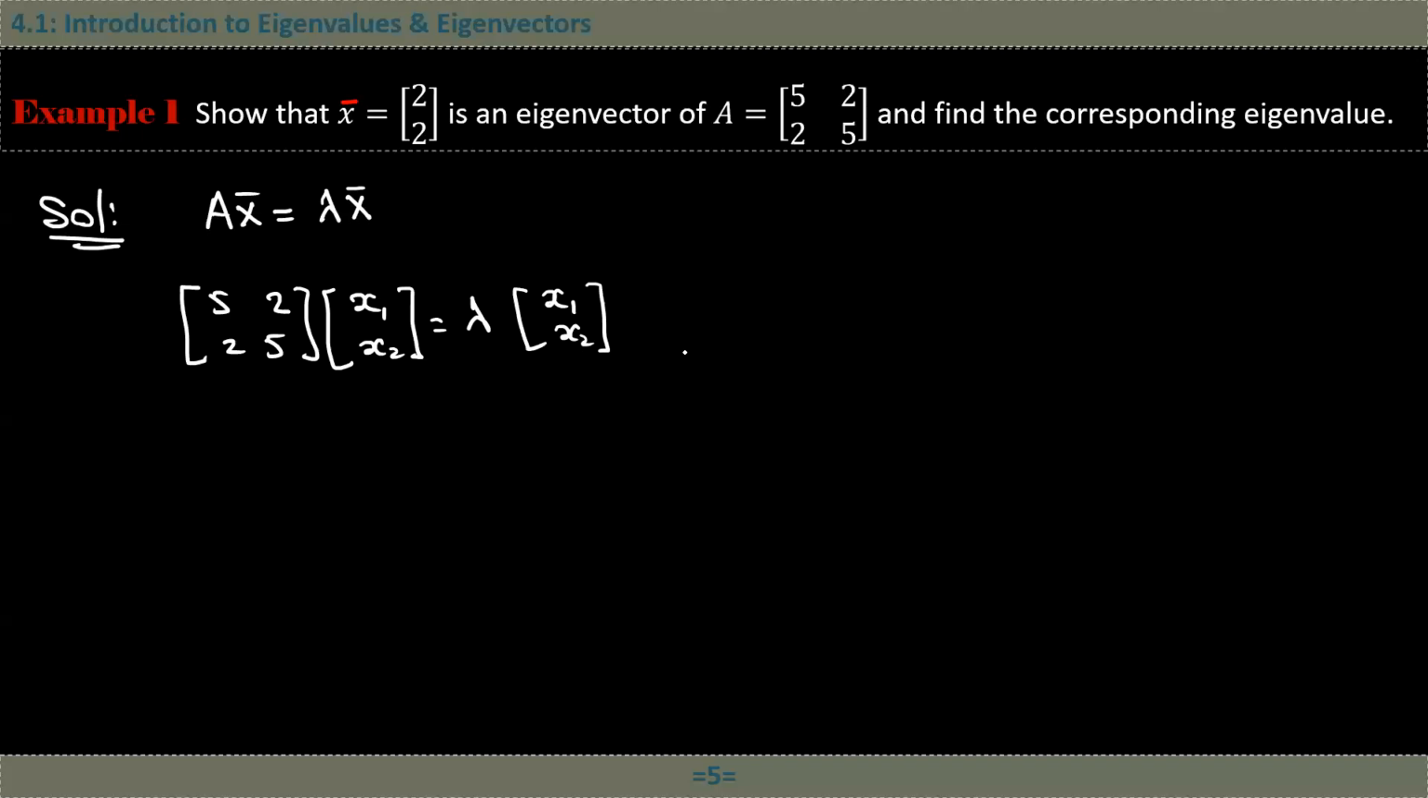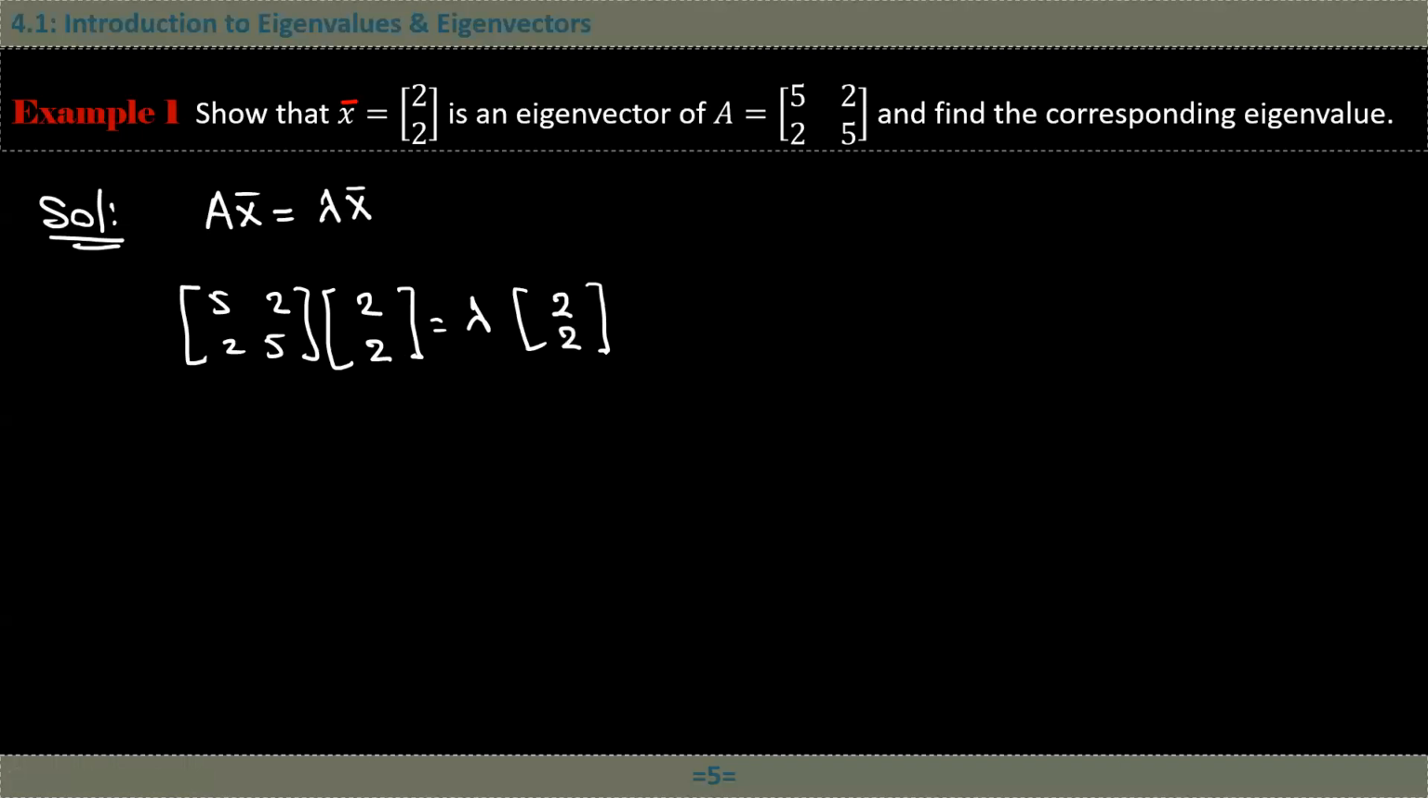Okay. So how can I show this? Actually, this x1 and x2 is given. Maybe I need to write here not x1 and x2. I need to write here 2, 2. And also here, it is 2 and 2.